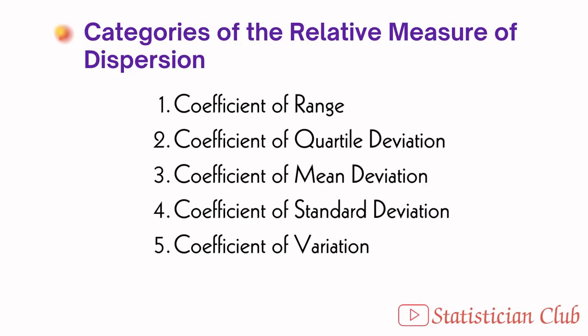Categories or types of relative measure of dispersion: coefficient of range. In absolute, this is simply range. Here in relative measure of dispersion, its name is coefficient of range. Coefficient of quartile deviation. In absolute measure of dispersion, it is quartile deviation, but here its name is coefficient of quartile deviation because it is presented in the form of ratios, coefficients. Coefficient of mean deviation. Similarly, coefficient of standard deviation and coefficient of variation.